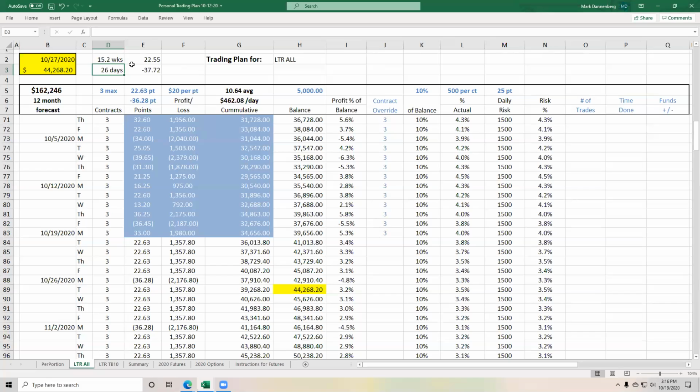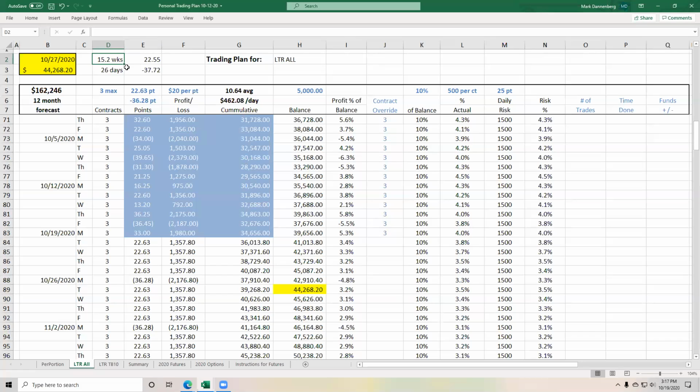Now, losing days, I will say the words don't really matter that much, but I'm going to explain what I mean by that. They, by themselves, don't have a significant amount of value. You've got to put it in context to what your overall performance is. So our overall performance is that on our winning days, we're averaging 22.55 points a day, and that takes into account the frequency rate of 26 losing days per 15.2 weeks.